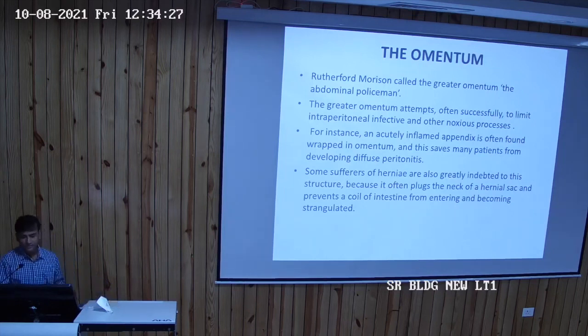Greater omentum attempts, often successfully, to limit intraperitoneal infection. As in cases of acute appendicitis, omentum is the thing which usually limits the infection. Otherwise, it can develop generalized peritonitis. So it's a very important organ in our body.